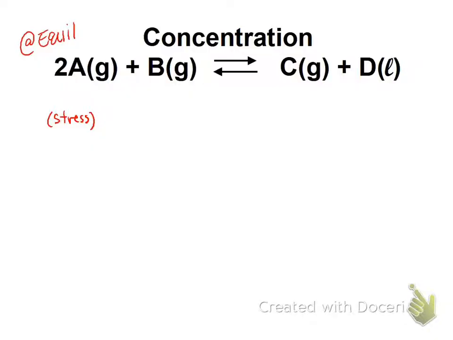Okay, so I'm going to give you an example. And the way the example is going to work, I'm going to have A, B, C, and D. And I'm going to tell you that this specific reaction is in equilibrium, meaning that two A's and one B are turning into C and D, and D are turning back into two A's plus one B.